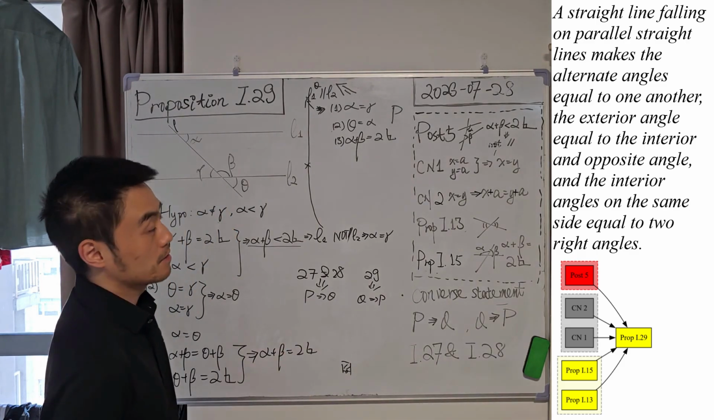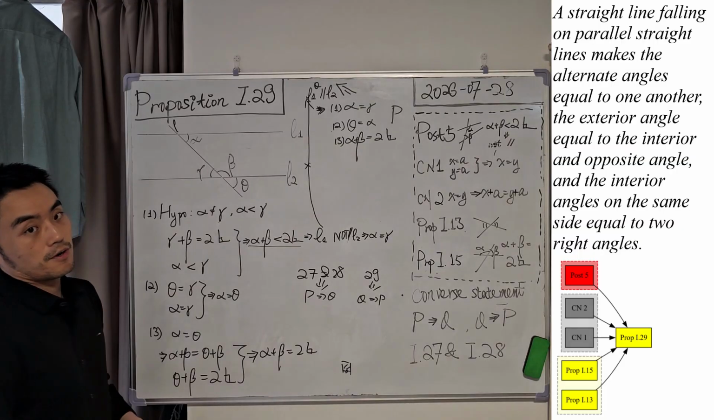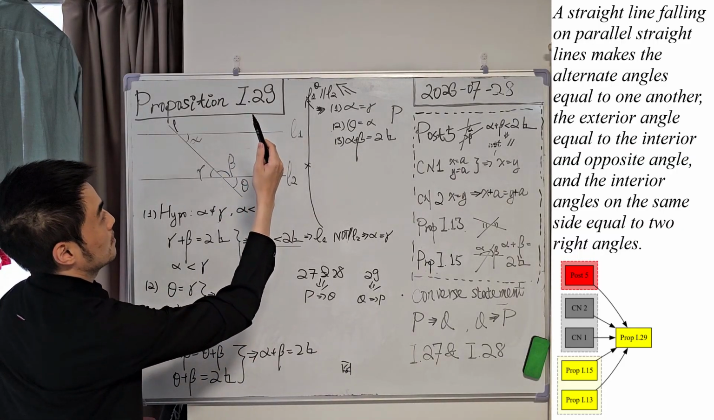I think this is the end of this video, and in the next one we are going to talk about proposition 30 from book 1.